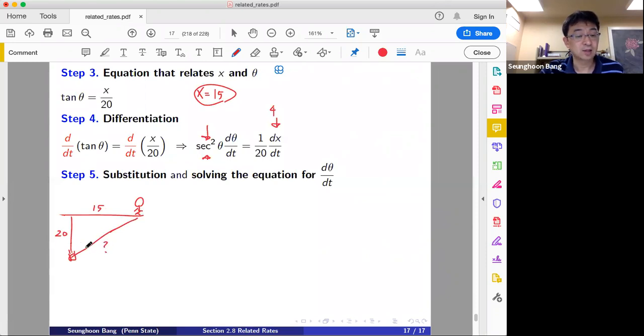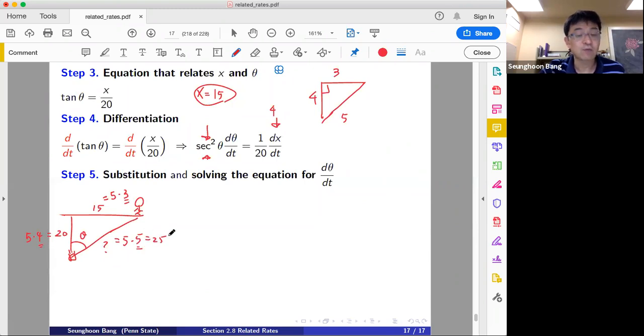This angle is theta. So what's that? You can use the Pythagorean theorem or the special ratio 3, 4, 5. You can use 3, 4, 5. What's 15? 15 is 5 times 3. The 20 is 5 times 4. What's the hypotenuse? 5 times 5. Exactly 3, 4, 5.